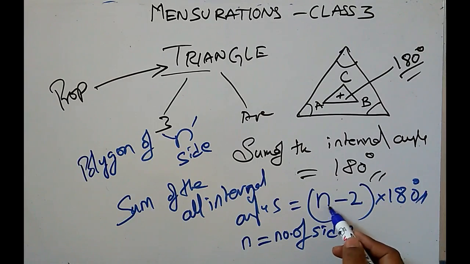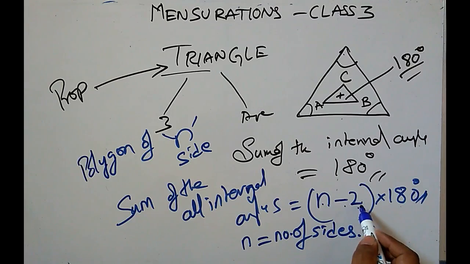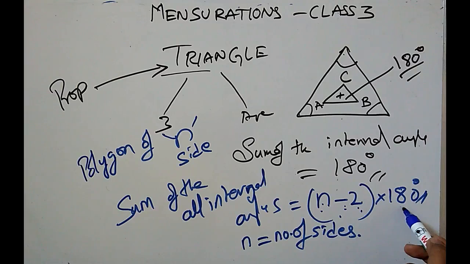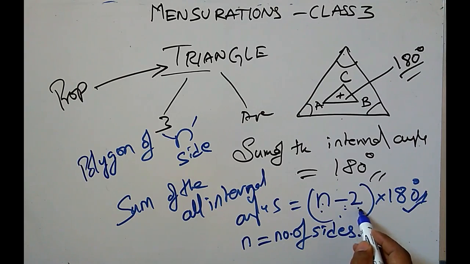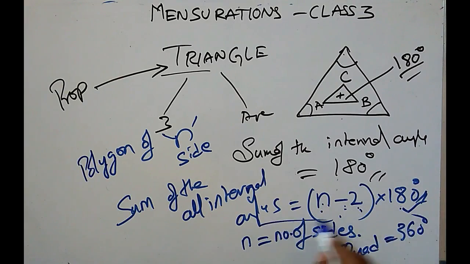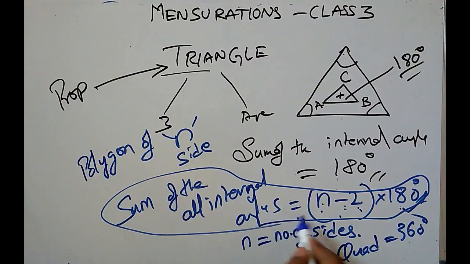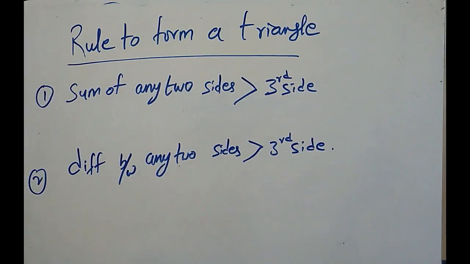If you substitute 3 here, for triangles there are 3 sides, 3 minus 2, that is 1, we will get 180 degrees. For a quadrilateral which has 4 sides, 4 minus 2, that is 2 into 180 degrees. For a quadrilateral we will get 360 degrees, and this is the formula for getting the sum of the internal angles.